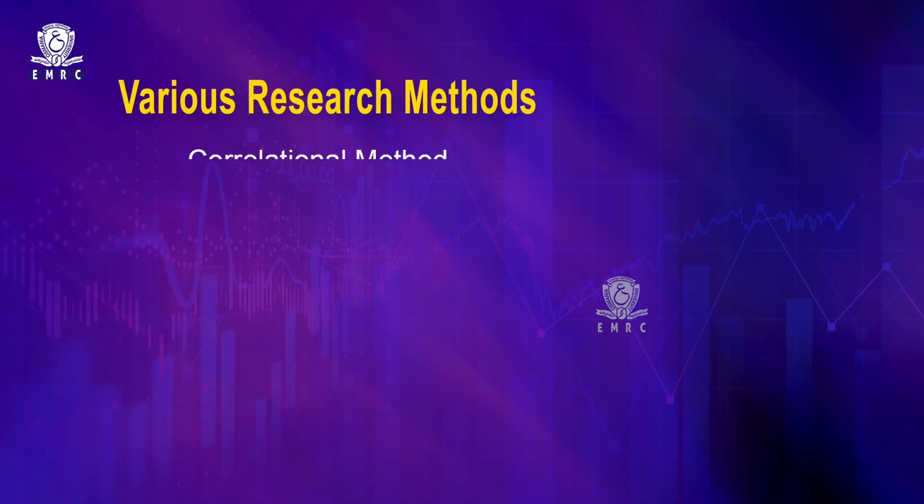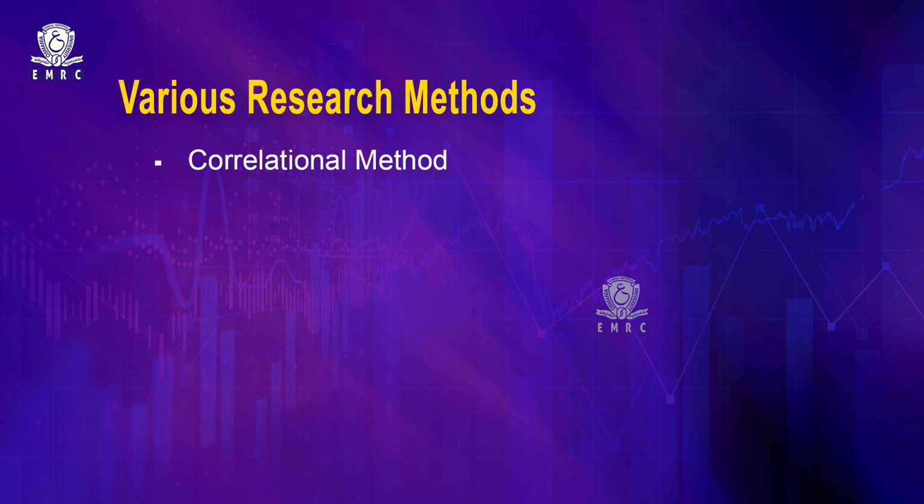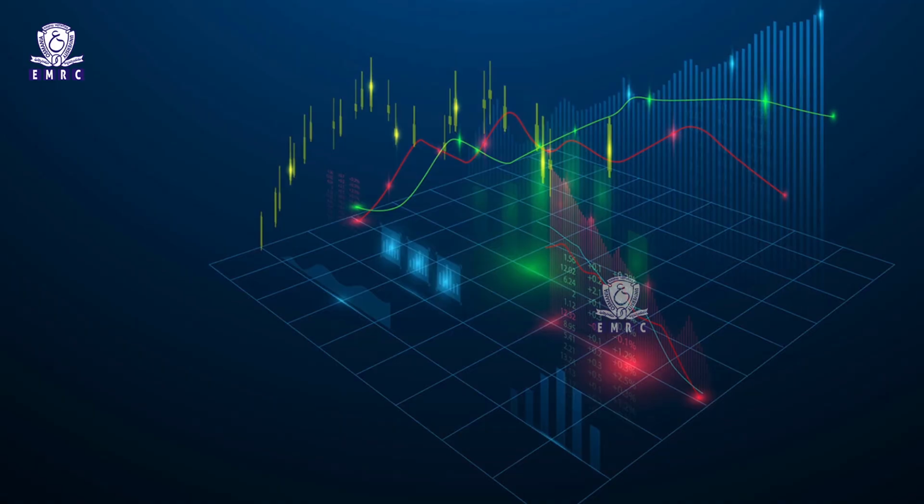In this session, we are going to discuss the various research methods in social psychology. They are the correlational method, the experimental research method, and the field study. First, the correlational method. It is a synonym for association.